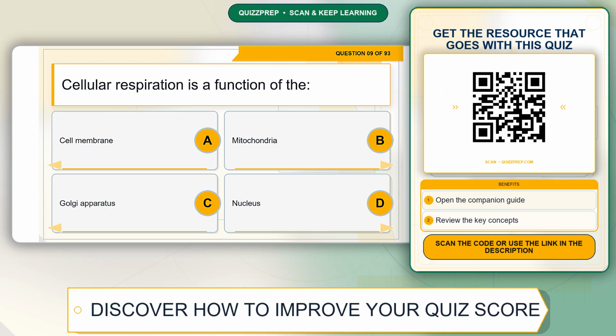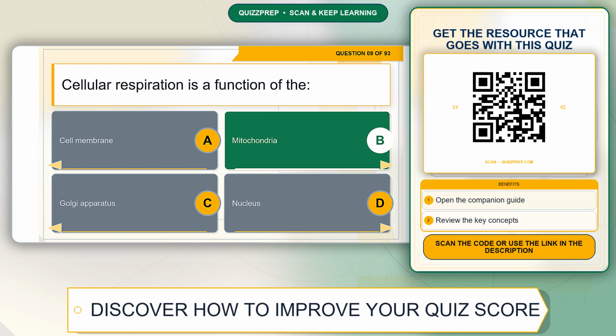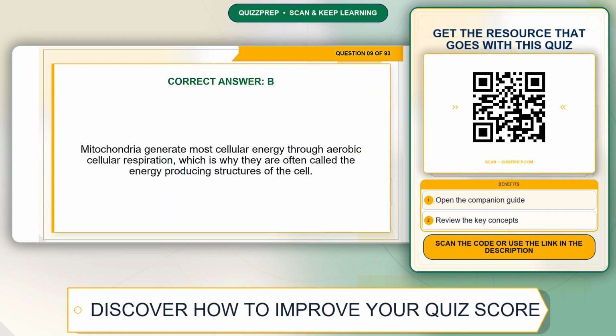Question 9. Cellular respiration is a function of the: Option A, cell membrane. Option B, mitochondria. Option C, Golgi apparatus. Option D, nucleus. The correct answer is option B, mitochondria. Explanation: mitochondria generate most cellular energy through aerobic cellular respiration, which is why they are often called the energy-producing structures of the cell.